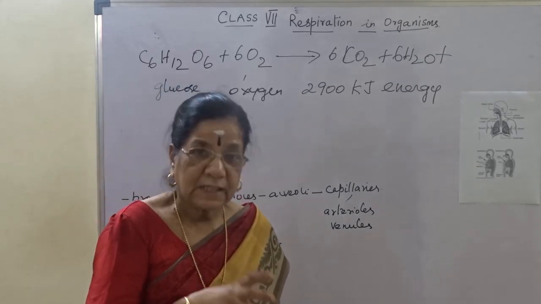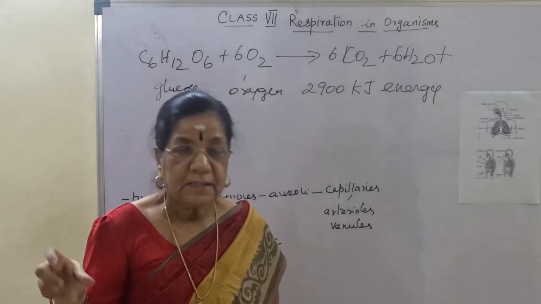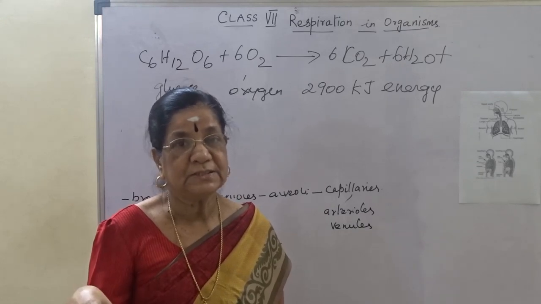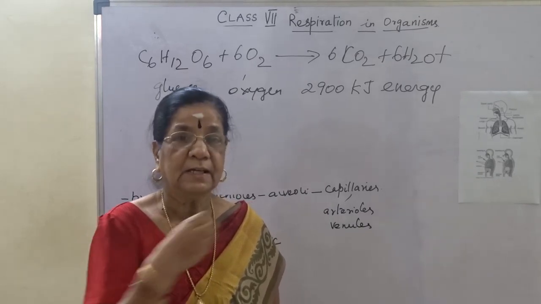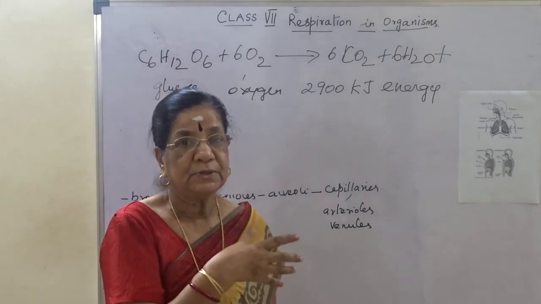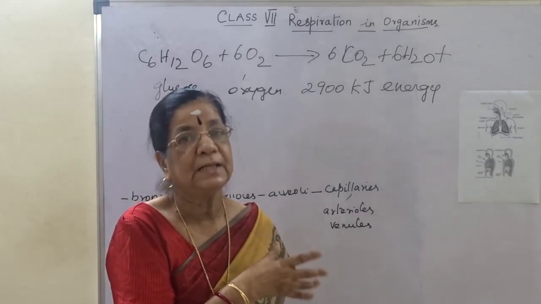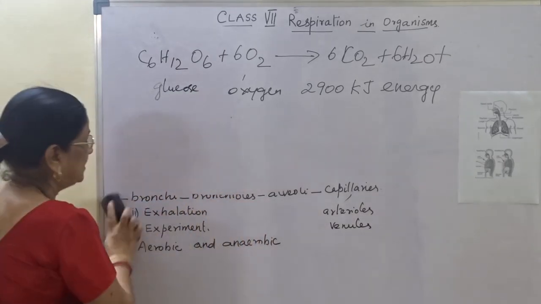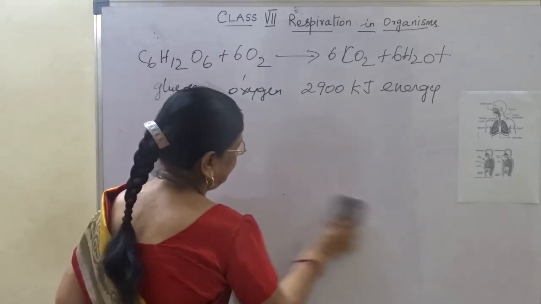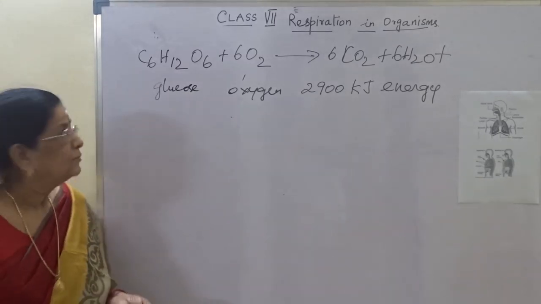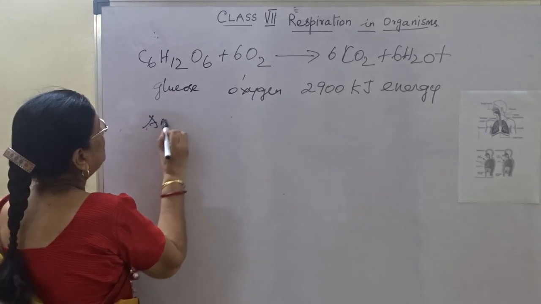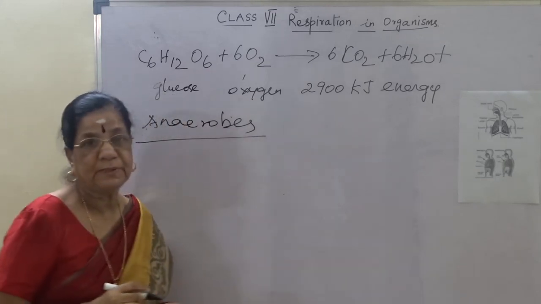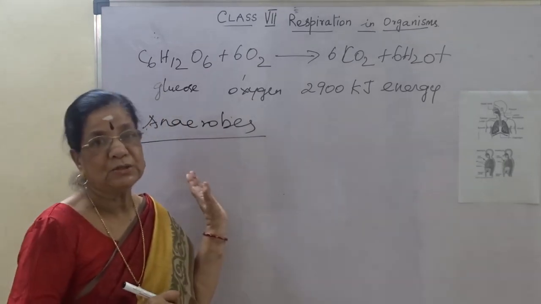So here I say photosynthesis is a constructive process, and respiration is a destructive process. In photosynthesis, food is stored, and in respiration, the prepared food is made into usable energy. So now the anaerobic respiration. In anaerobic respiration, we have anaerobes, in the absence of oxygen. Anaerobic respiration is in the absence of oxygen.